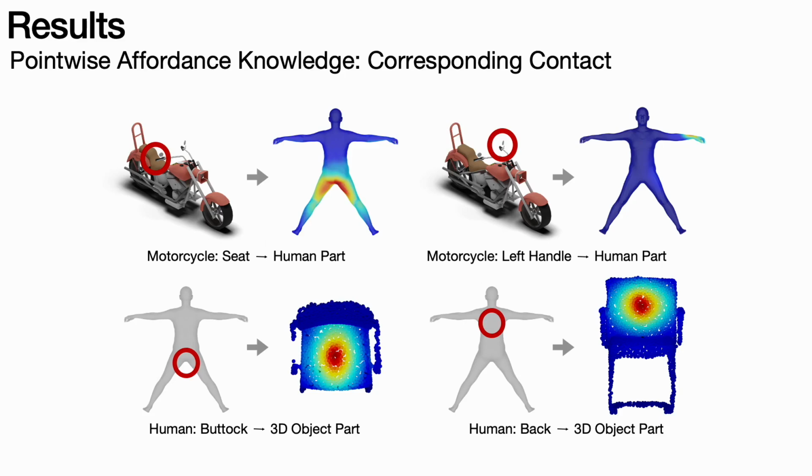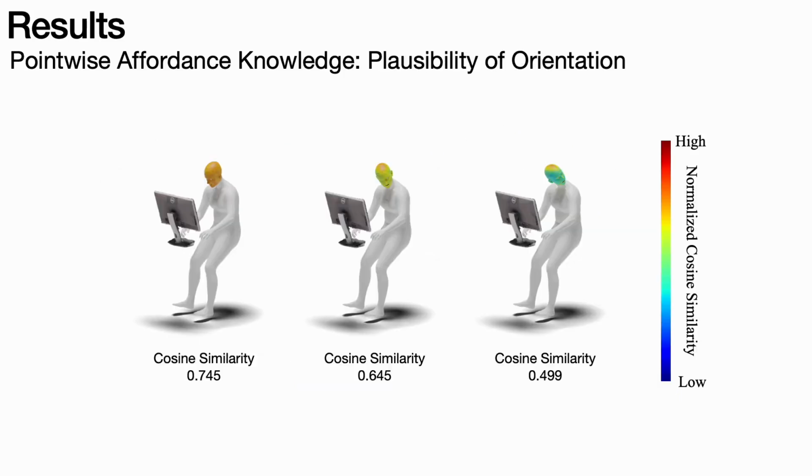Since COMA models dense pointwise distributions, we can easily obtain information about affordances in local regions. This example showcases the derived corresponding contact region, which can be obtained both from the object region to human body parts, and from human regions to object parts. Another example is evaluating the plausibility of orientation in specific body parts. The cosine similarity between the human vertex normal and the most probable direction obtained from COMA can be used as the metric for evaluating plausibility of orientation.